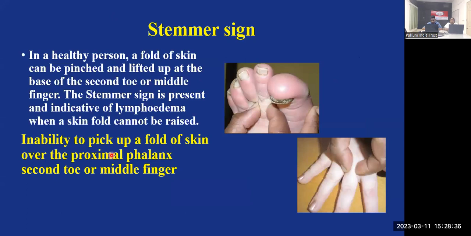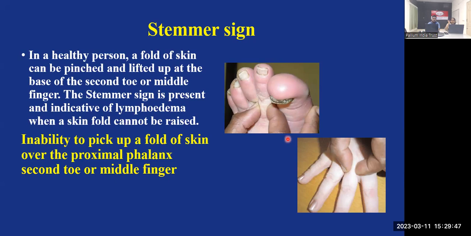So next, one sign we can see in lymphedema is the Stemmer sign. When a patient has lymphedema, you can check this. In a healthy person, we are able to pinch or lift up the skin at the base of the second toe. But if lymphedema is present, the Stemmer sign will always be present, because you are not able to lift or pinch the second toe skin. You can see that in the picture here. This is for lower leg lymphedema. If the patient has upper limb lymphedema, you are not able to pick up the fold of skin over the proximal phalanx of the middle finger for the upper limb.